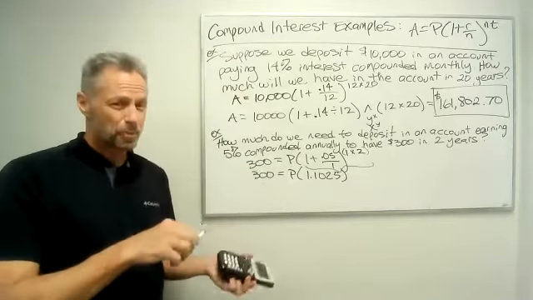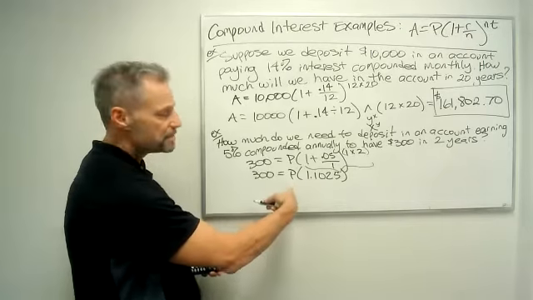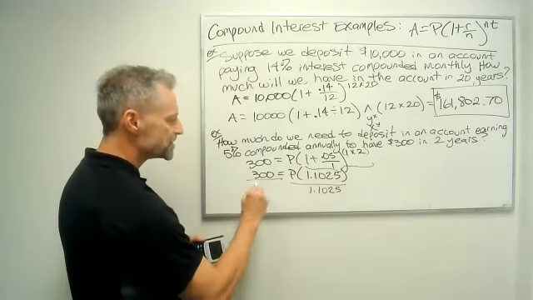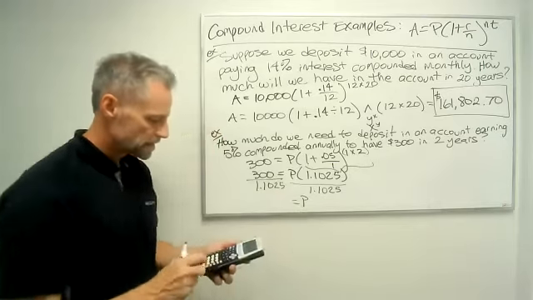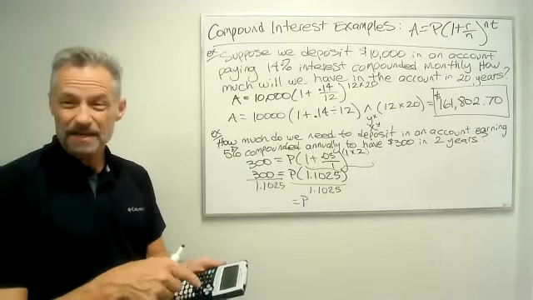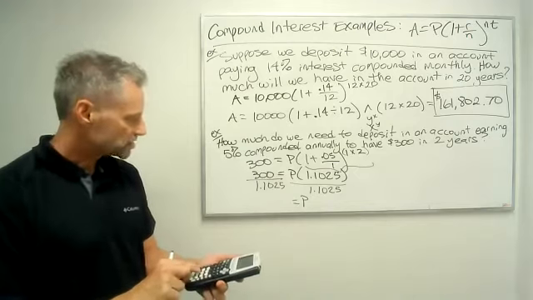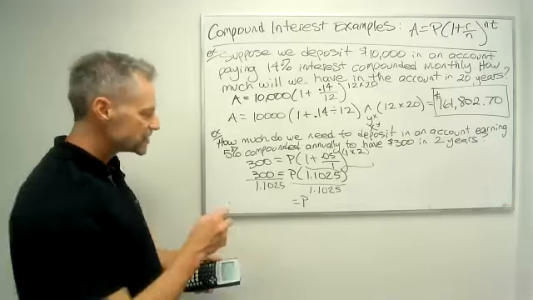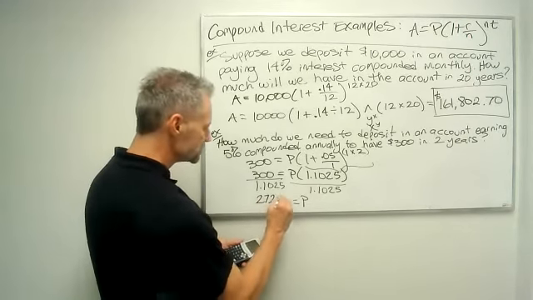And as we've seen in previous videos or in algebra classes, to get rid of this, since it's multiplied by P, I just divide it away. And I do the same thing to the other side. And I get P equals 300 divided by, a lot of times you can just hit your last answer. On mine, it would be second answer, but I'll just put in the 1.1025. And I get $272.11.